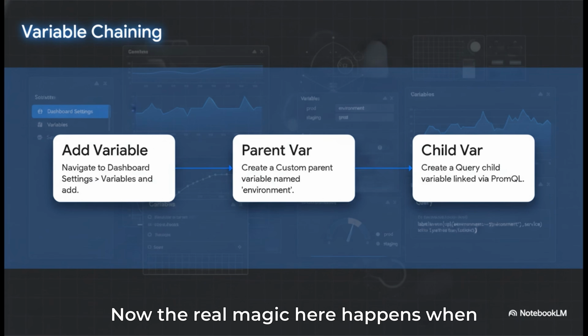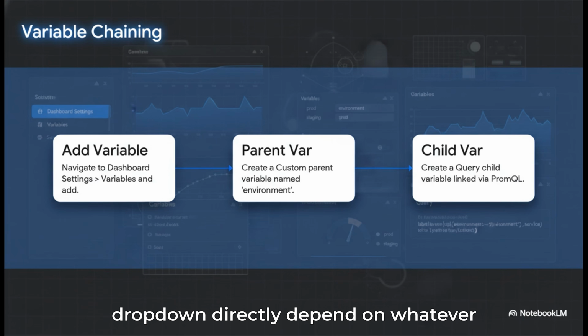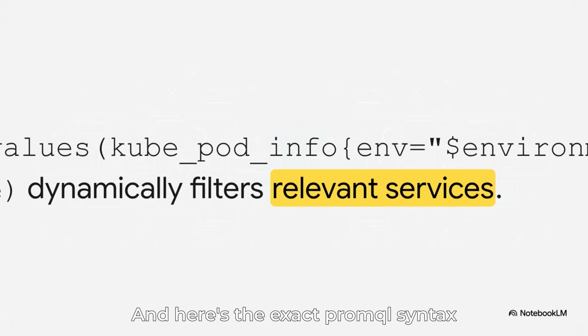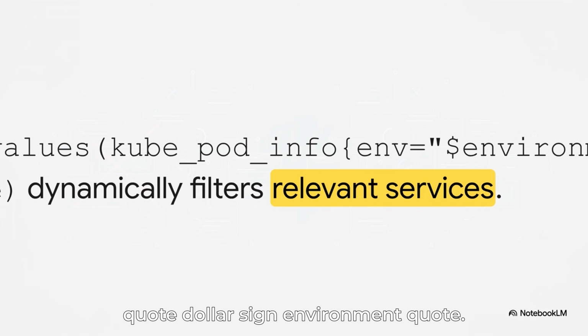Now, the real magic here happens when we link them together, so the options in that service dropdown directly depend on whatever the user selects in the environment dropdown. And here's the exact PromQL syntax that makes that connection happen using the label_values function. Notice how we inject the parent variable right into the query? We literally just write env="$environment".